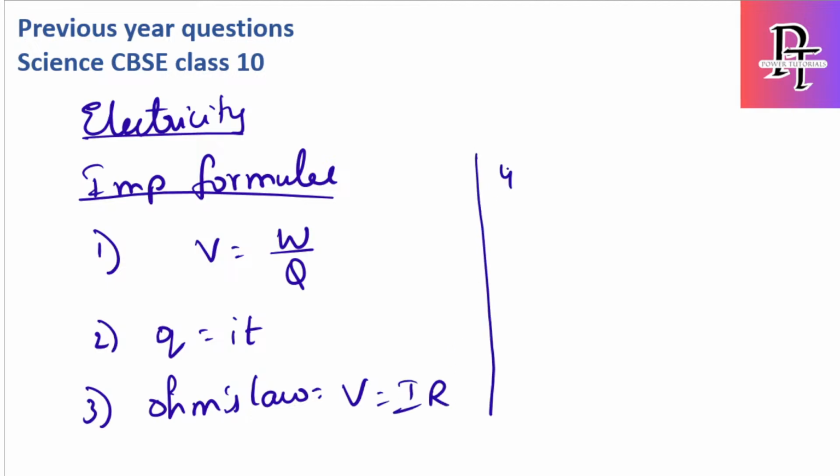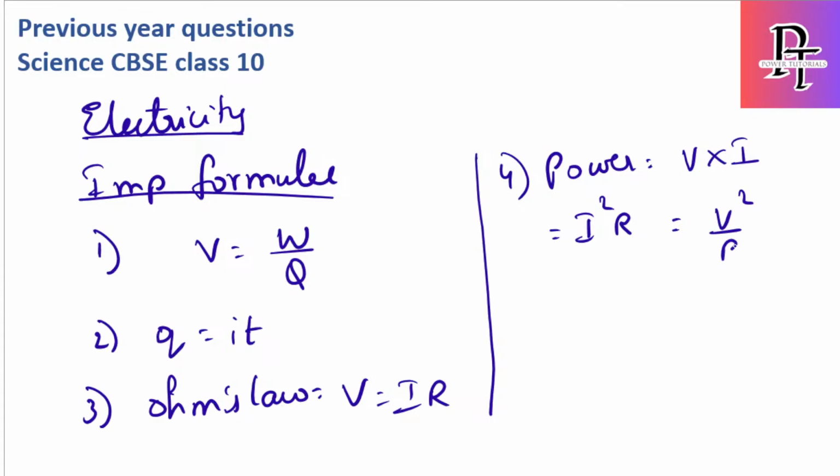And then we have power. Power is defined as voltage into current. So voltage into current, and the second formula, using V is equal to IR, you can also write this as I square R, which is also a correct formula. And in terms of voltage and resistance, the power can also be written as V square by R.